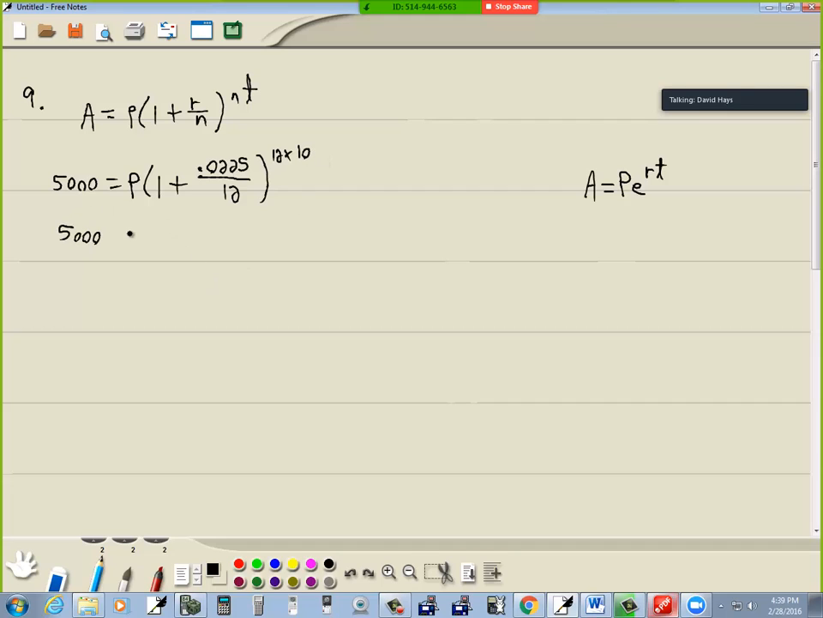So then, we want to do a little bit of solving first. We got 1 plus 0.0225 over 12. And you should go ahead and do this part in your head. 12 times 10 is 120. Now, it depends on what kind of calculator you have, but this right here is just a number. Starting at the beginning parentheses, 1 plus 0.0225 over 12 to the 120th power. If you got a scientific calculator, you're probably best to do it piece by piece. I'm going to do it on a TI-84, and in that case I can just plug it in all at once.